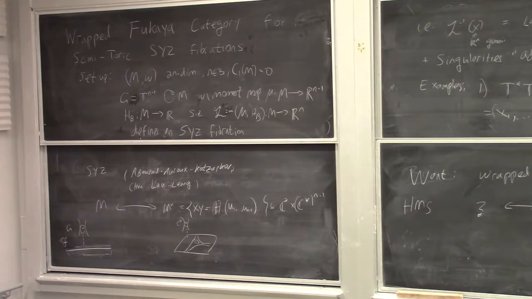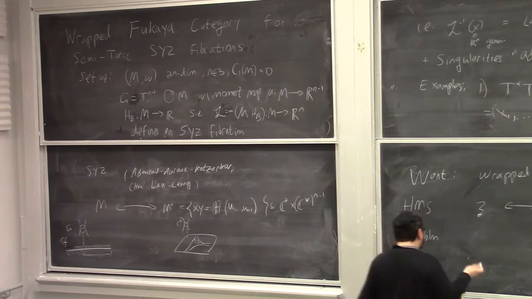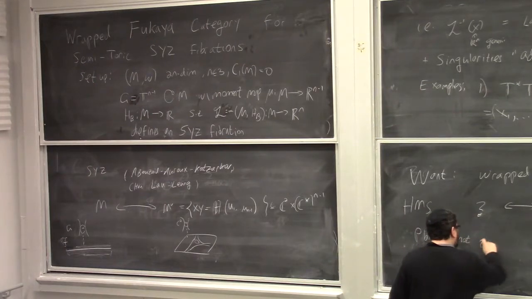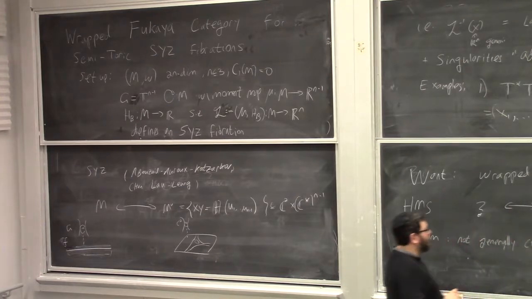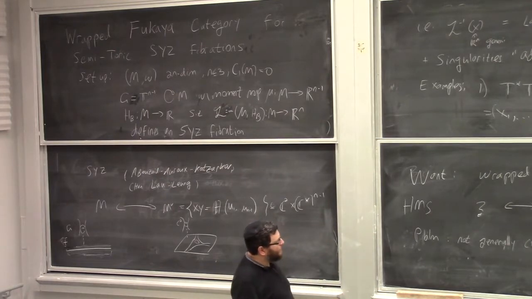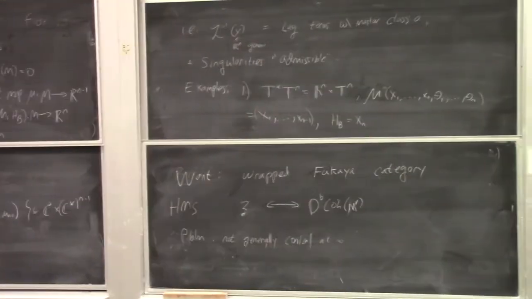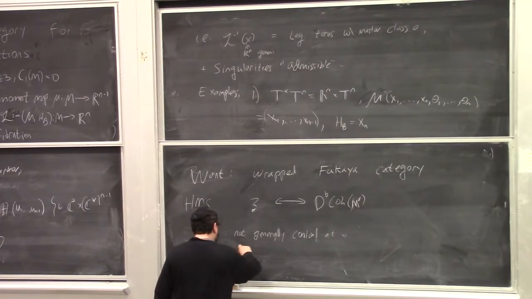Okay, and so what is the problem? In general, people work with the Fukaya category for things which are exact or which are conical at infinity. In general, this is not conical at infinity. Technically, there's a question of how you handle compactness, but the non-technical question is what exactly you need to do to wrap.